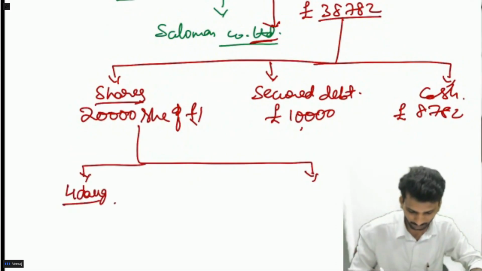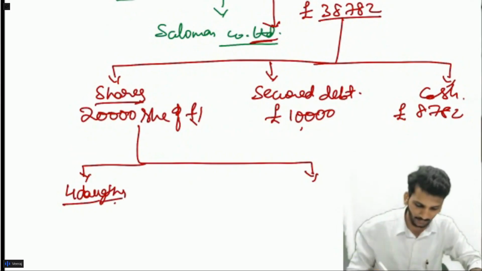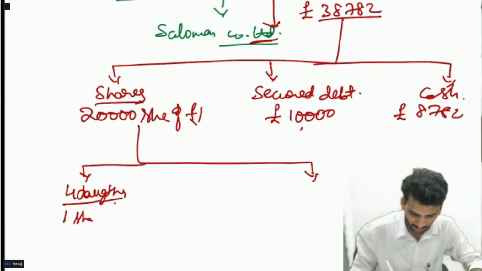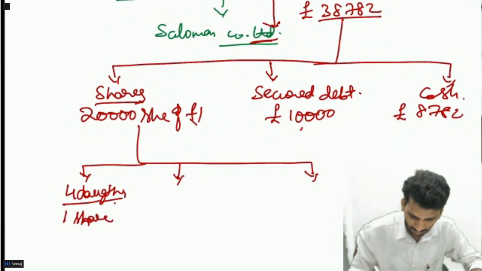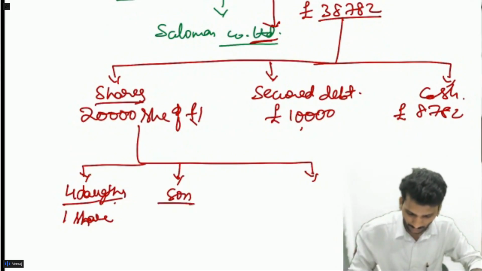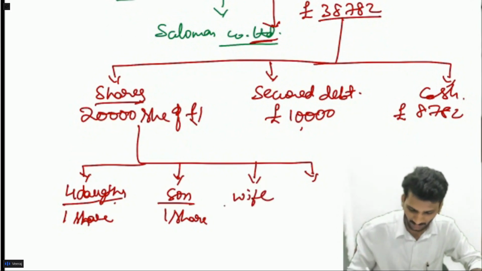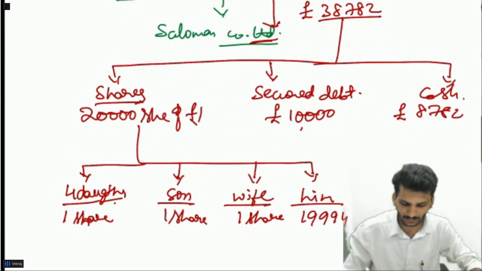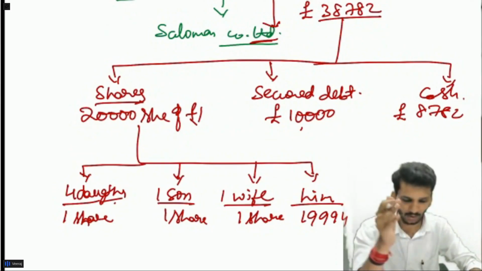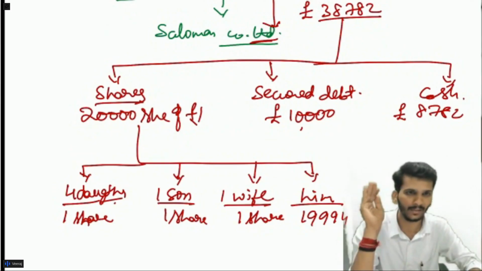four daughters, where he has given one share each. Again, he has one son, where he gave one share, and a very important person, who is that? Again, gave one share, and himself. He left what is the remaining share? 19,994. Because 4 plus 1 plus 1, one son, one wife, only one wife. So totally 6. 6 shares they distributed out of the 20,000, remaining 19,994 he kept for himself.